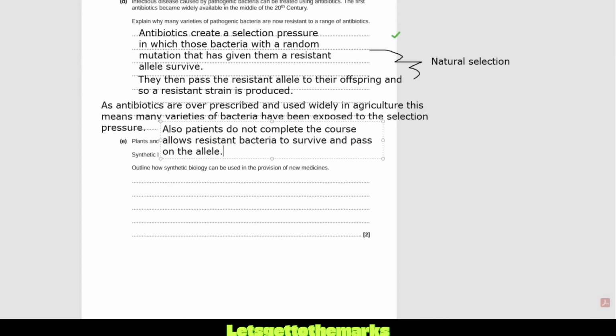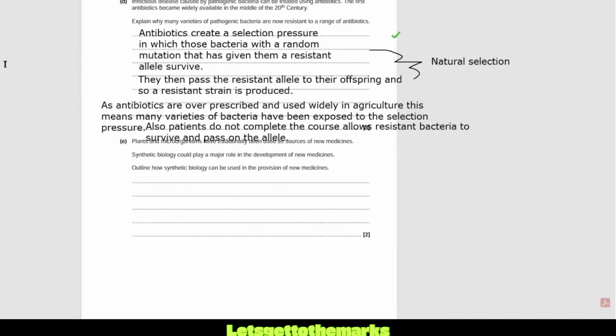So when the doctor says make sure you finish your 7-day course, what you're doing on days 5, 6, and 7 is killing those hardy resistant ones off so that you don't produce a resistant strain. So it's good for you and good for everyone else that you finish the course. And there we go. That's going to get you all the 3 marks.